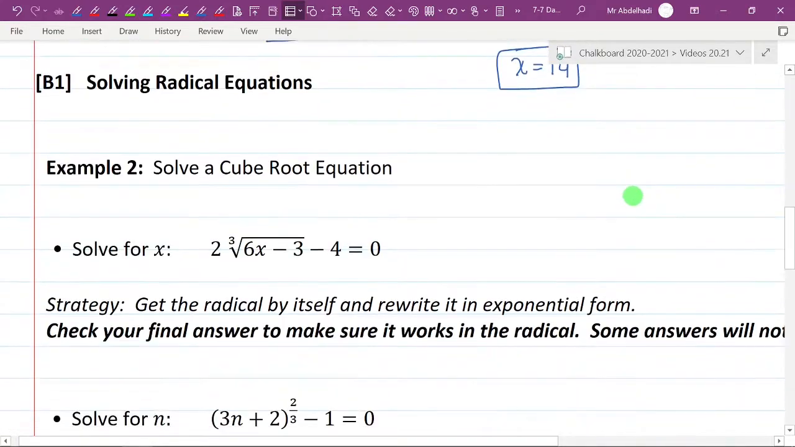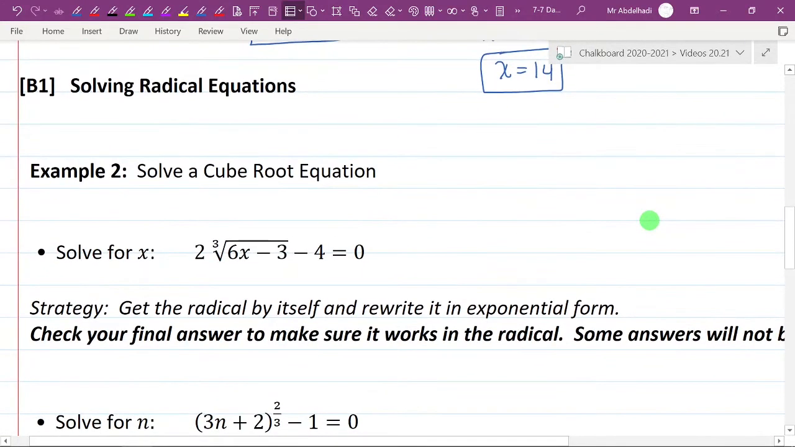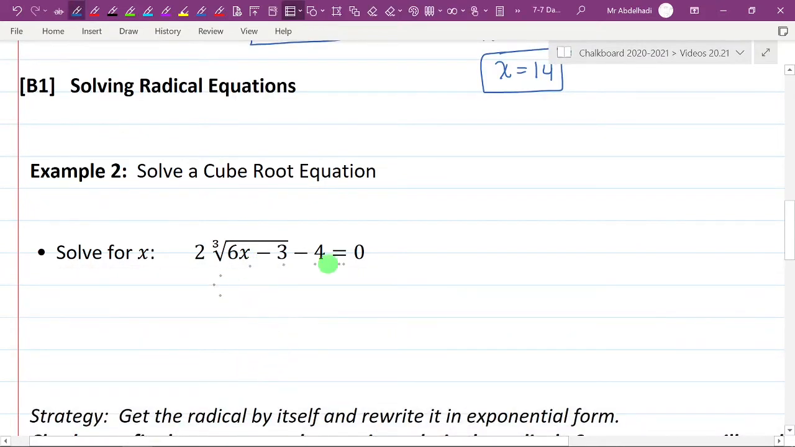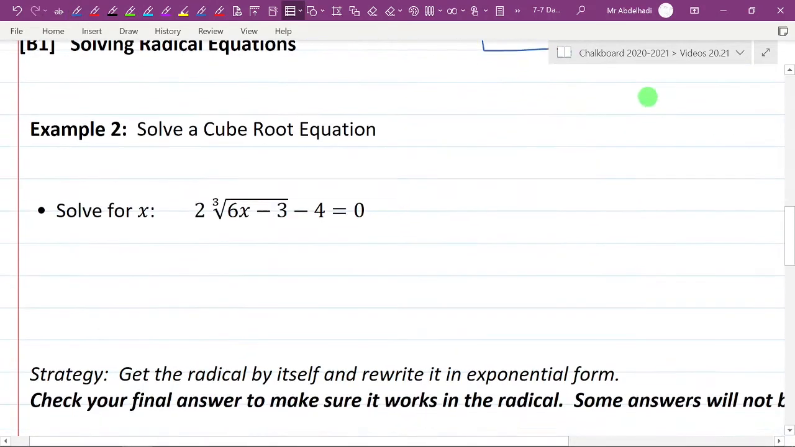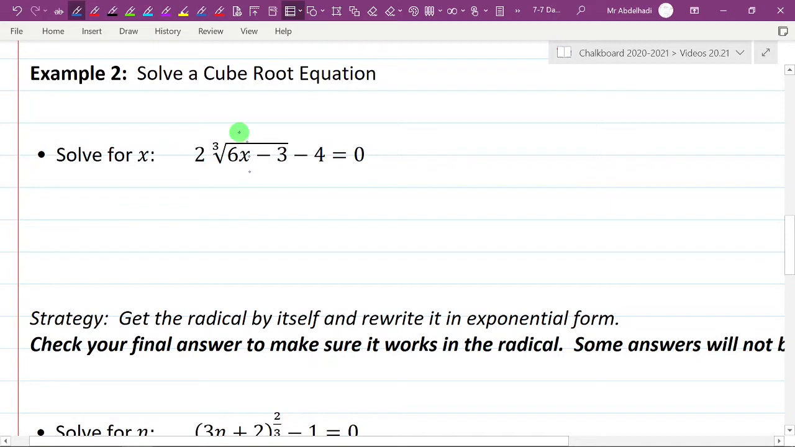Now let's do some more ambitious problems, some more difficult problems. So what happens if you have a full-blown equation here, with other stuff besides just a radical? These up here were like the simplest possible things. This has got a little more going on. This doesn't just have a radical, it's also got multiplication, it's also got subtraction, etc. How do you deal with this?